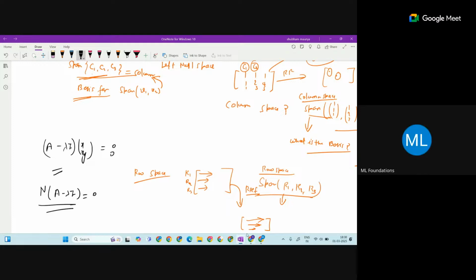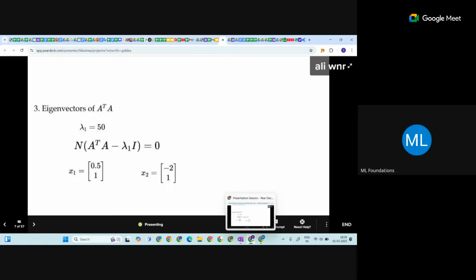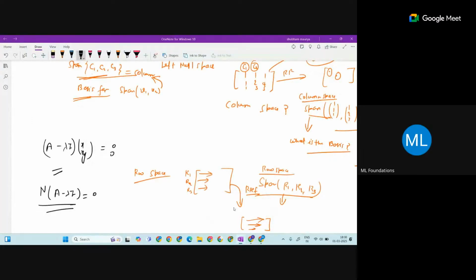Here I think there is a typo. That's why it is happening. It should not be equal to 0, just writing the null space. There is no meaning in writing equal to; it should be null space of this. Means here A minus lambda I times x and y equal to 0. This implies this. Okay.